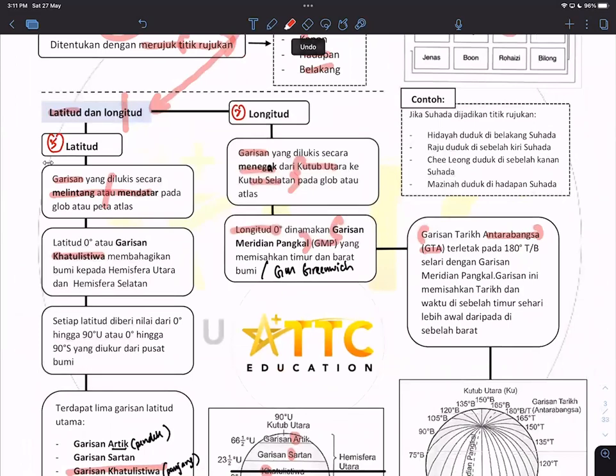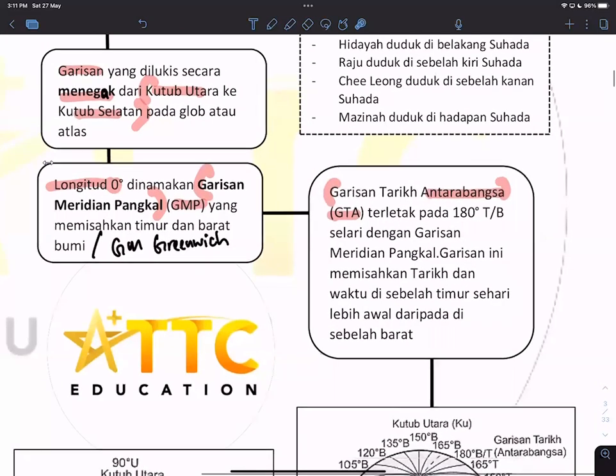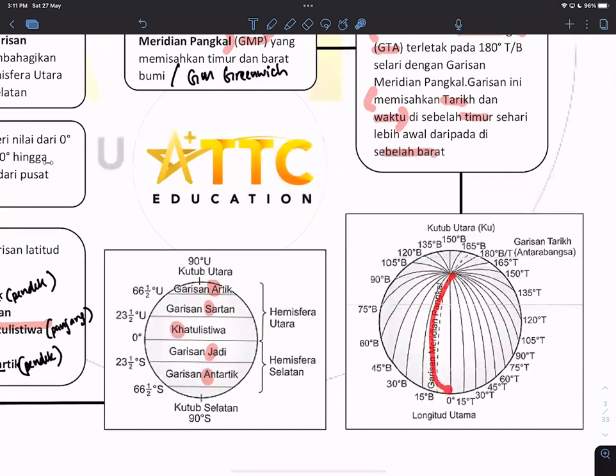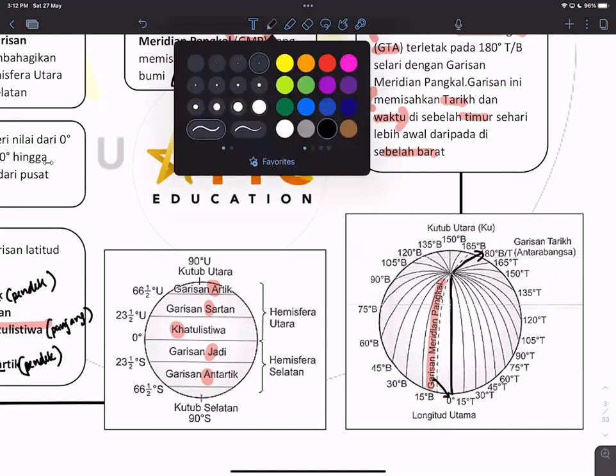Okay, so what is the fungsi for garisan tarik antarabangsa? The keyword is tarik antarabangsa. So which means is to memisahkan tarikh dan waktu di sebelah timur comparing to the west side. So if this is kosong degree, guys remember GMP supposed to be here, not on 15. So you guys can try to write down, or you guys can try to highlight. This GMP supposed to be kosong darjah. So which means this is the GMP. So opposite it will be 180. So 180 is what we call GTA.